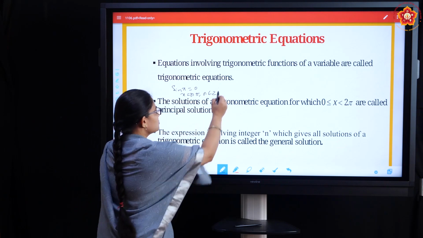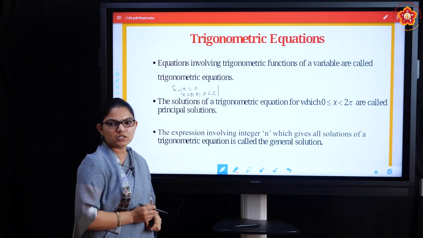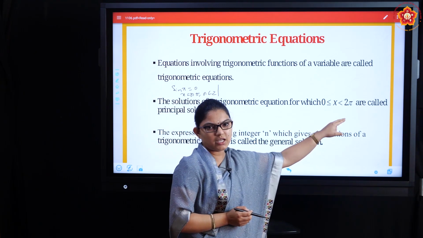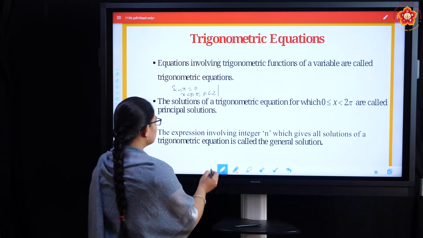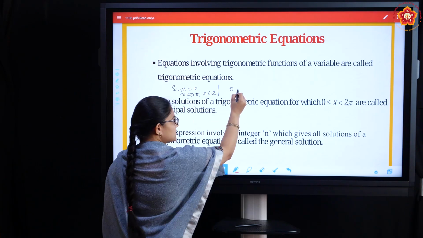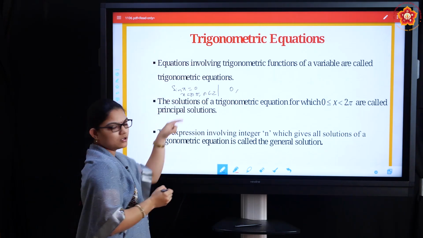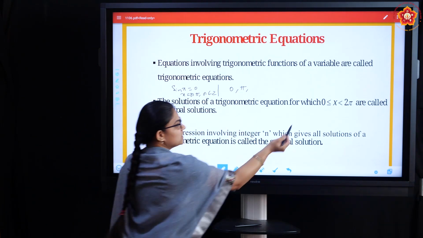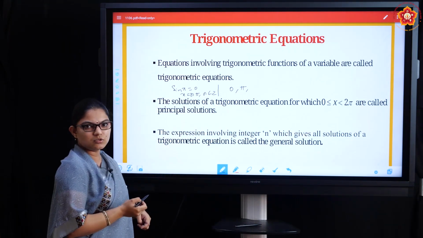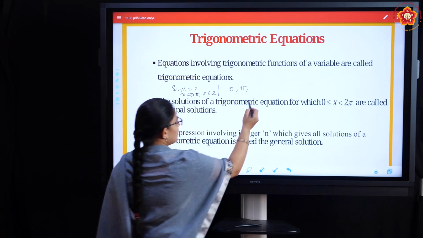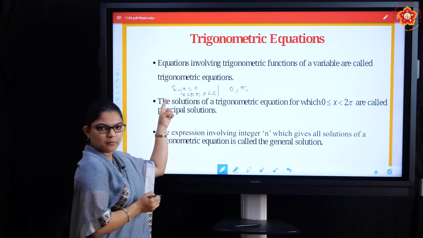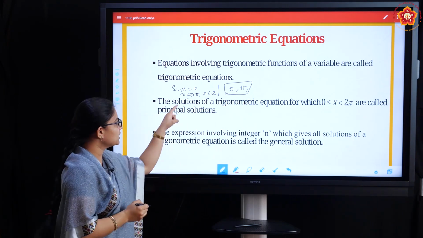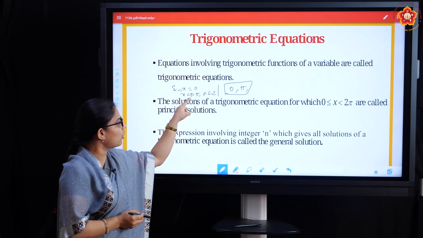And if I am asked to find the principal solution for this equation, it means I can find the solution only in the range 0 to 2 pi. So what are all the solutions? 0 is one of the solutions. Sin 0 is 0, then sin pi is 0, then sin 2 pi is 0, but here we are considering less than 2 pi, so we are not supposed to consider 2 pi for the principal solution. So the principal solutions are 0 and pi, but the general solution will have all the n pi's.